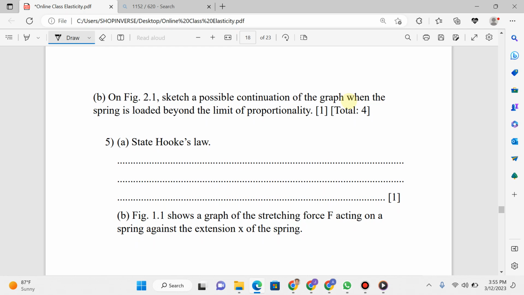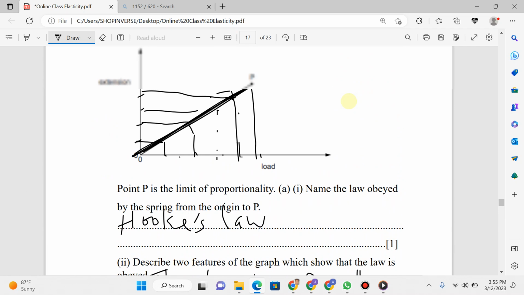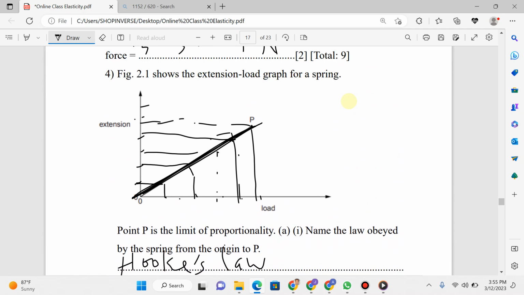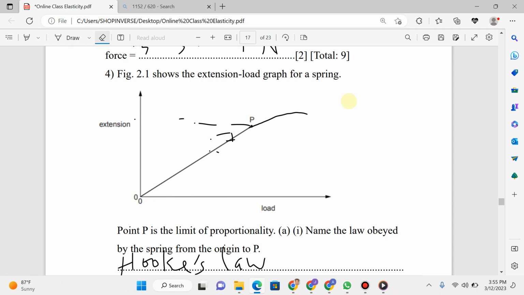B. On figure 2.1, sketch a possible continuation of the graph when the spring is loaded beyond the limit of proportionality. When the spring is loaded beyond the limit of proportionality, it will no longer be a straight line. It will form a curved line. That curved line shows that Hooke's law is no longer obeyed. Once you exceed the proportionality limit of a spring, Hooke's law will no longer be obeyed, and the load will no longer be proportional to the extension produced.